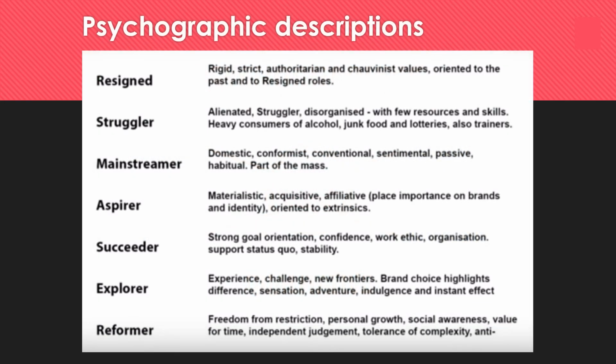So in order to do this, producers try to stick to a list of different categories of people. Each category has characteristics that are applied to them. For example, for a resigned person, you tend to have rigid, strict, authoritarian and chauvinist values. In other words, kind of sexist, strict, and really straight down the middle.